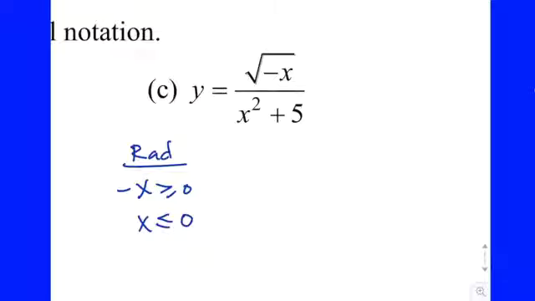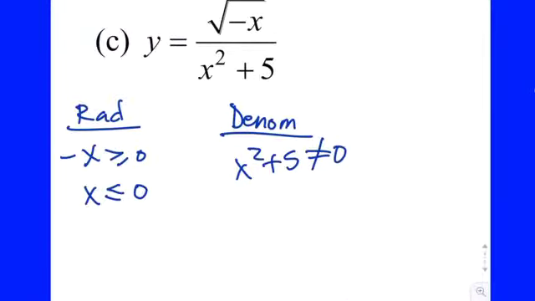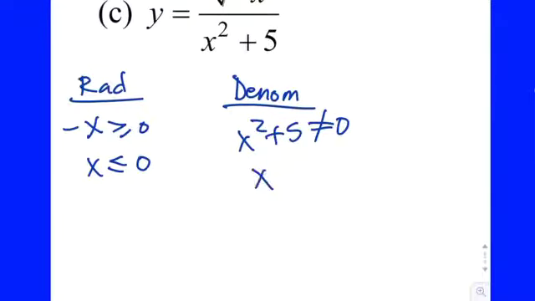So now let's check something smaller than 0, like negative 1. If I plug a negative 1 in for x, what's negative 1 times negative? Positive 1, it works. That's the right interval. Sweet. And now I come over here for the denominator, and I say that x squared plus 5, the entire denominator, cannot equal 0. And I solve. So you could solve this one by bringing the 5 across. x squared shall not equal negative 5.